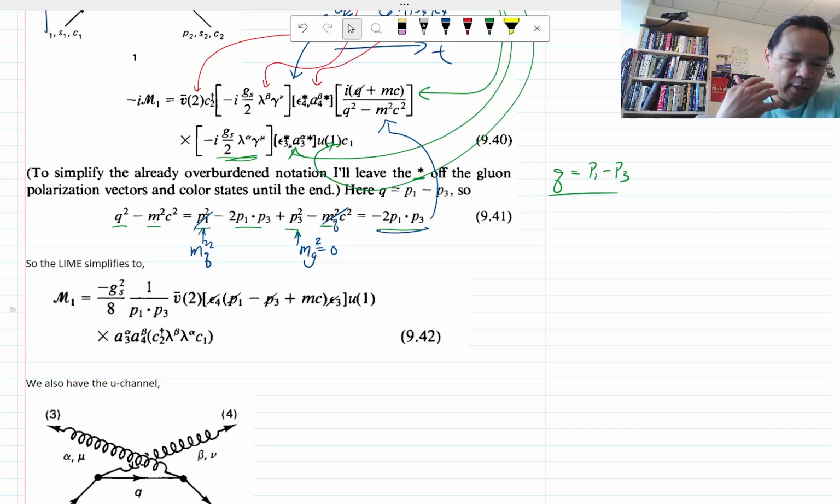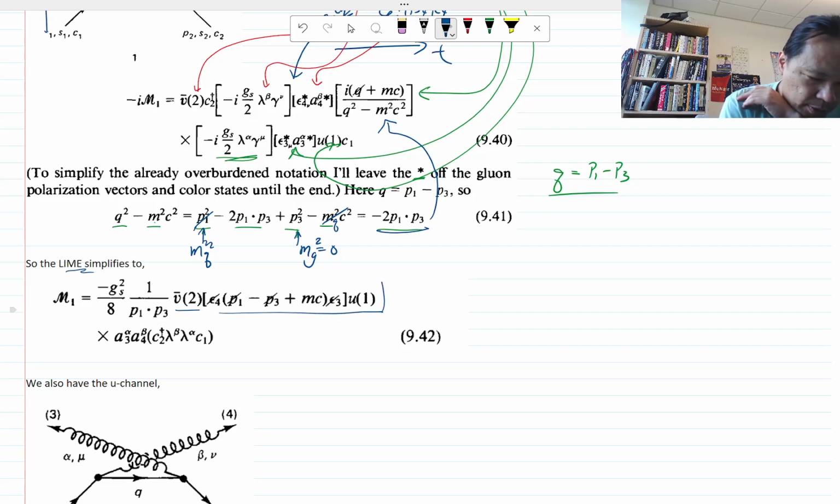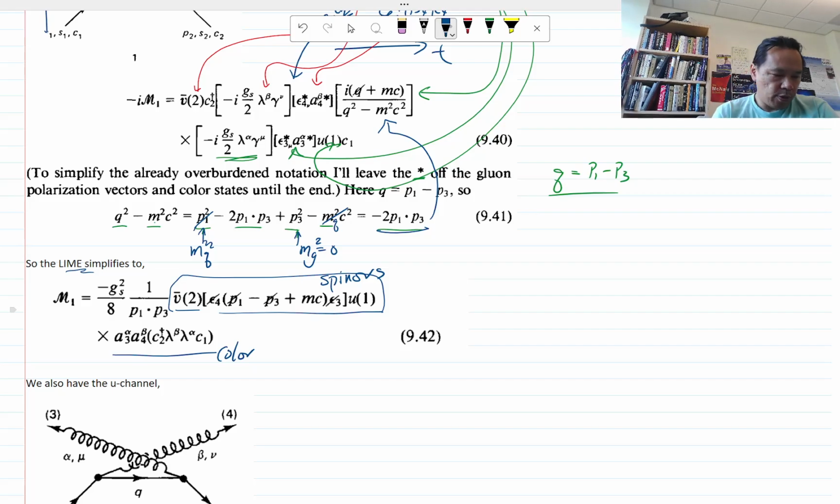Because as I told you before, any calculation we do here is just the first order, and you are only calculating one of an infinite number of diagrams that you need in order to make good predictions anyway. Okay. So the Lorentz invariant matrix element kind of factorizes: you have the spinor part here, which has to do with the spins, and then you have the color stuff here that deals with the color part. Okay, all right. So that's one of the diagrams.